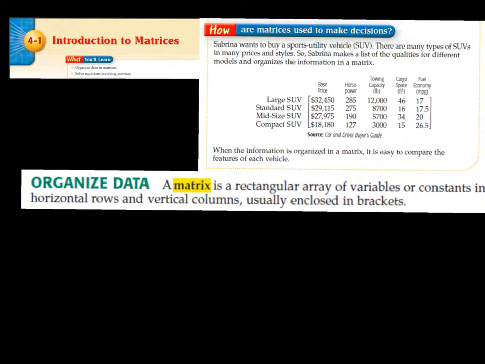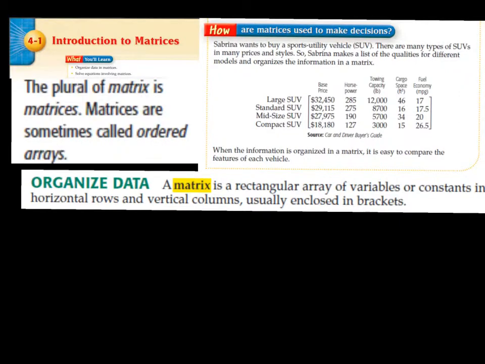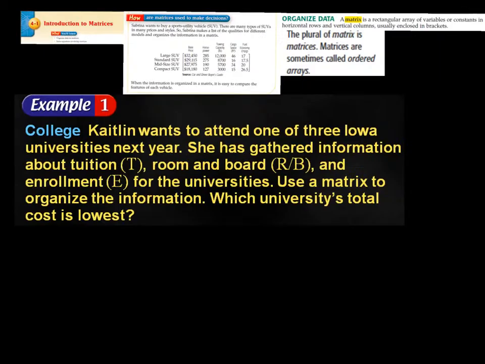A matrix is a rectangular array of variables or constants in horizontal rows and vertical columns, usually enclosed in brackets. The plural of matrix is matrices. Matrices are sometimes called ordered arrays.